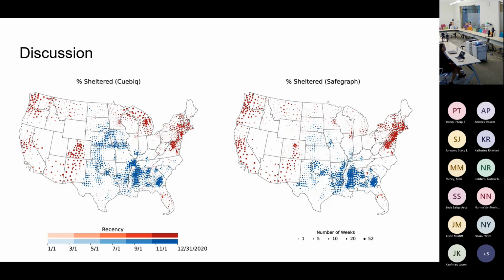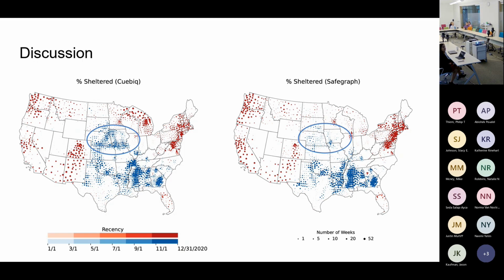This is a different mobility indicator called the percentage of sheltered people. So that's the percentage of people sheltered at home. The hotspots would denote higher than average, so more people staying at home. The cold spots, fewer people staying at home. There are obviously a lot of similarities here in, say, the West Coast, some of the Northeast, but I would like to point your attention to some of the differences.